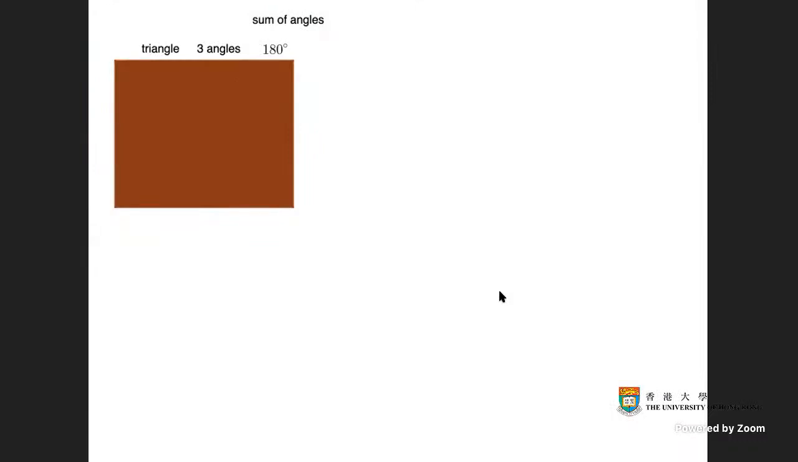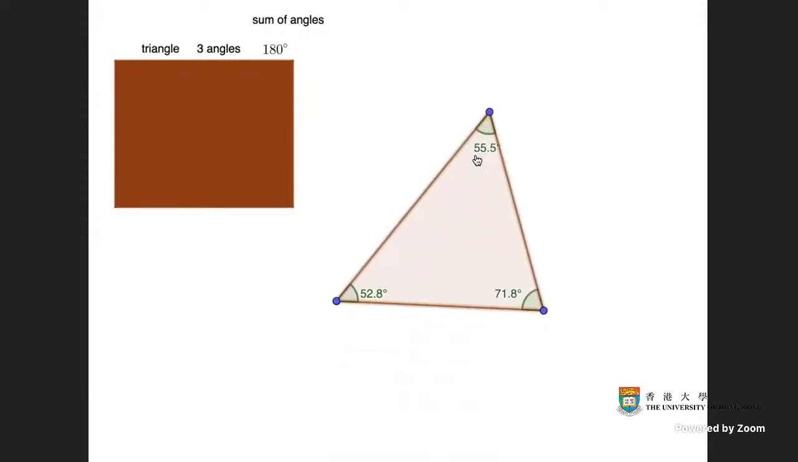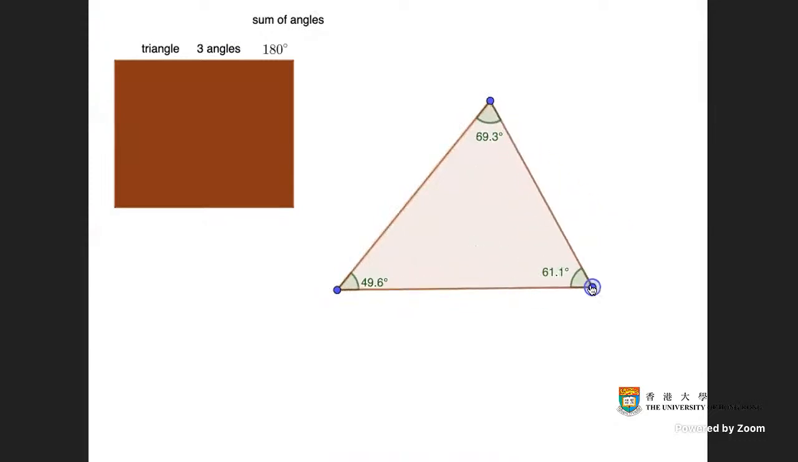Hello everyone. In this short clip, I would like to explain the property about angles of polygons. Let's start with some revision about angles of triangles.